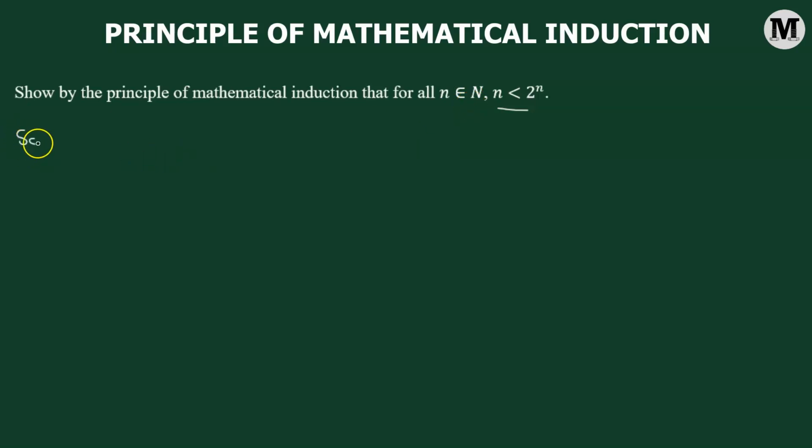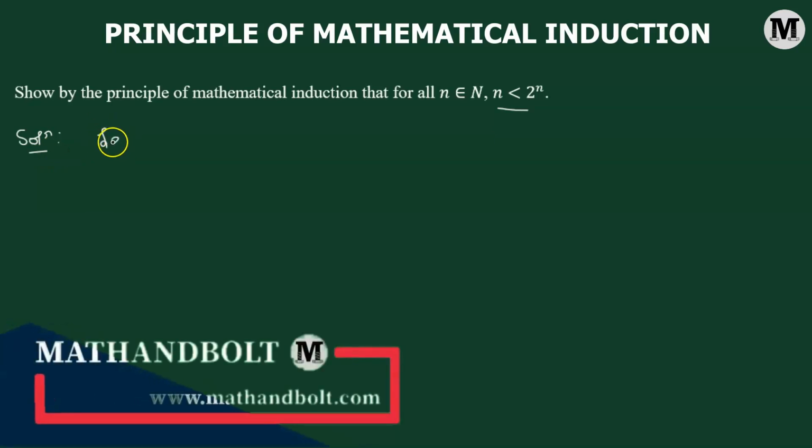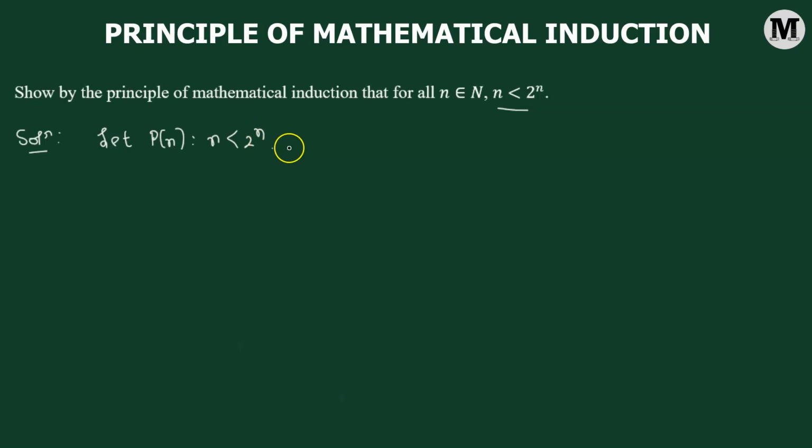Okay, let us begin. So here, first we are going to consider the statement p of n. So let p of n be the statement such that we have n is less than 2 raised to the power of n. Fine. So we'll have to show that this particular statement is true for any natural number that we pick up. So let us begin by considering the first natural number 1.